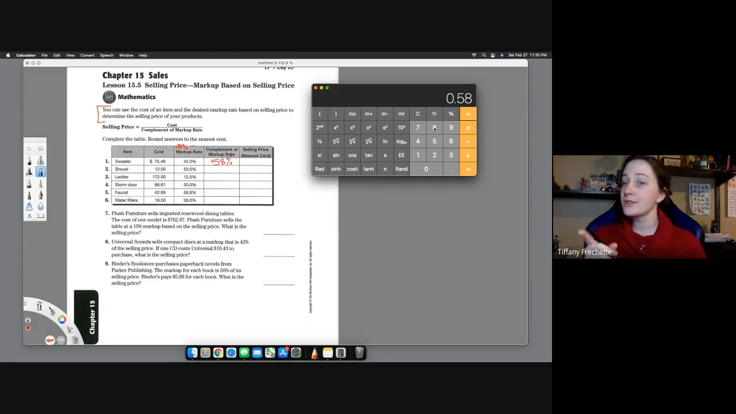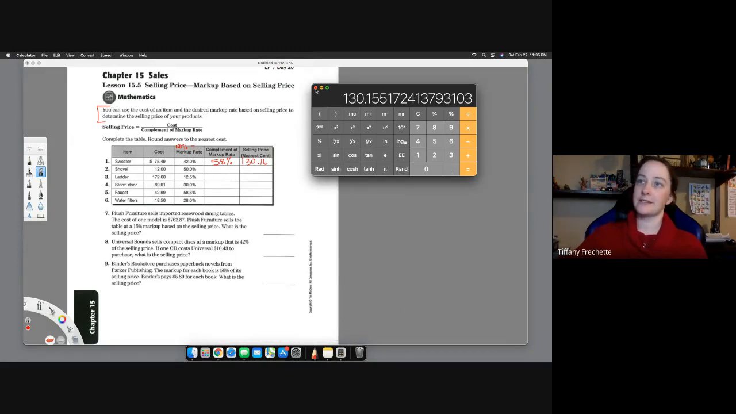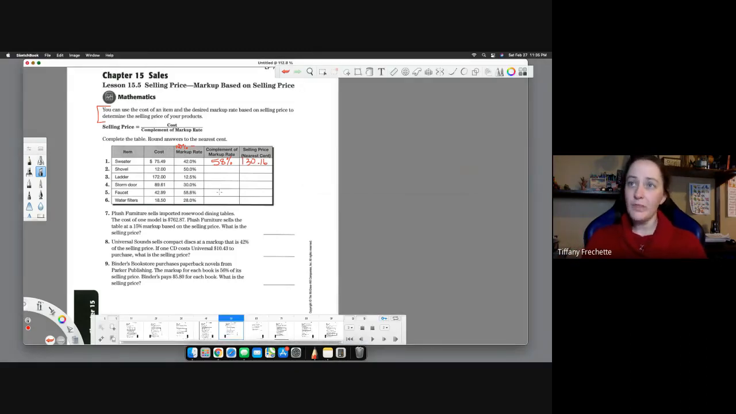In this case, I've noticed on my computer, if I put 58 and click the little percent sign, it automatically multiplies it. It actually does it wrong. It thinks you want to multiply it because you're hitting the percent sign. So kind of a funky calculator function there. So be careful about that. If I hit equals, I get $130.16, and that's what that came up as, right? Yes. Okay, perfect.